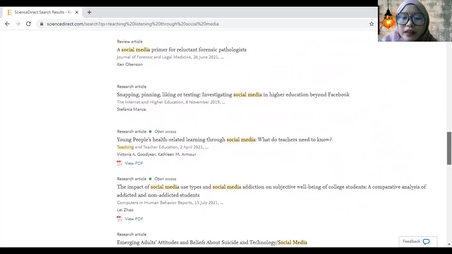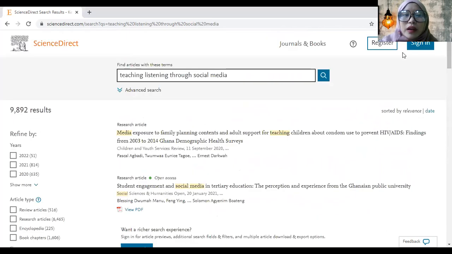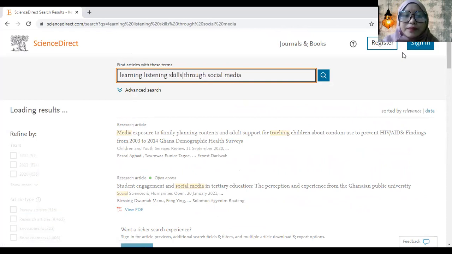If you find it complicated or hard, how about if you change it here? We have already had a look at learning listening skills. Okay, learning listening skill through social media.